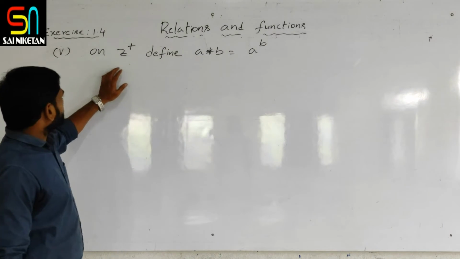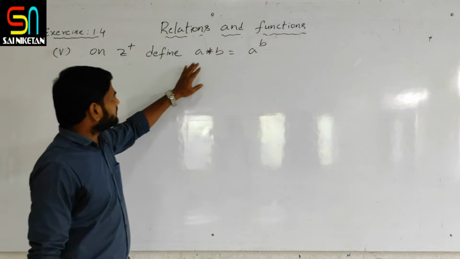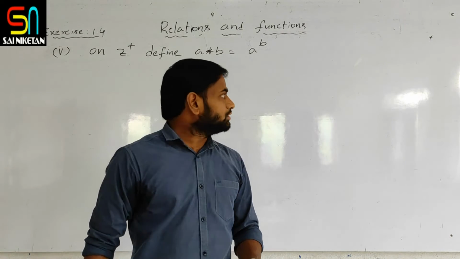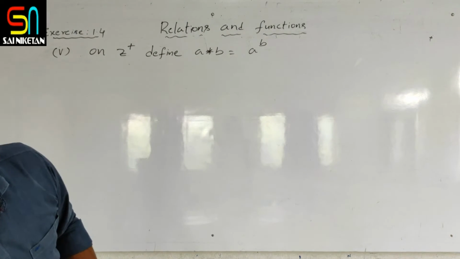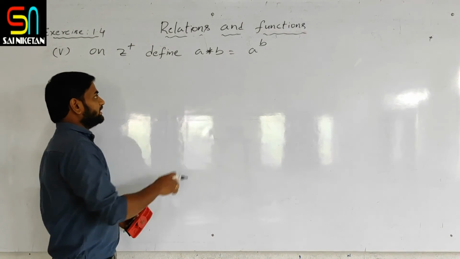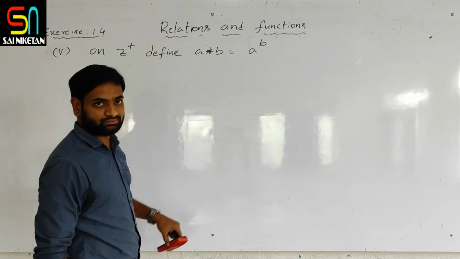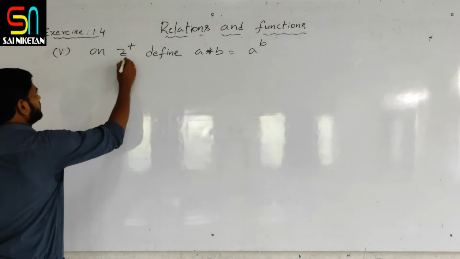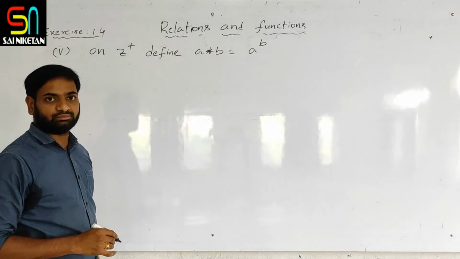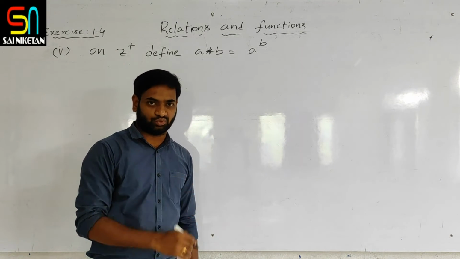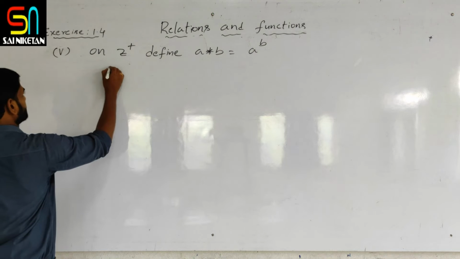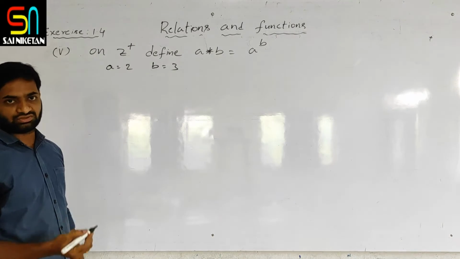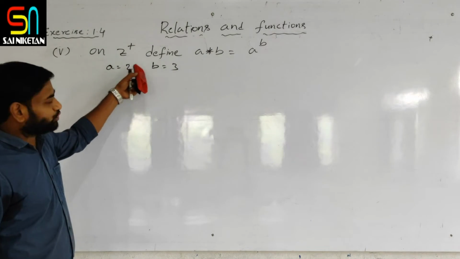Next problem is on Z plus we are defining A star B equal to A power B. Now this operation we have to check it is binary operation or not, and commutative or not, and associative or not. Now here first I am checking binary operation. Here we have to take the elements from the positive integers, that is Z plus only. That's why I am taking here A value is 2, B value is 3. And you can choose other values also. But I am taking here 2 and 3.